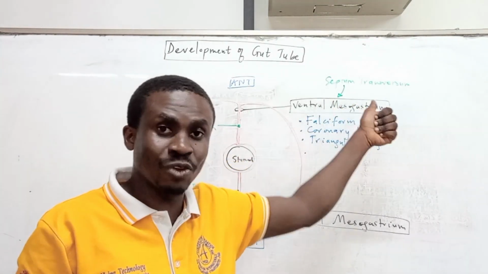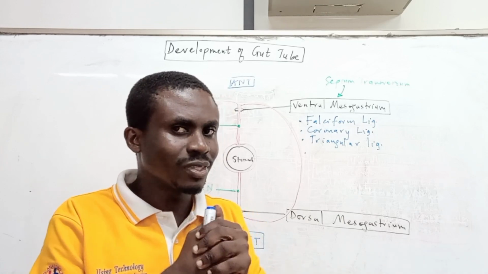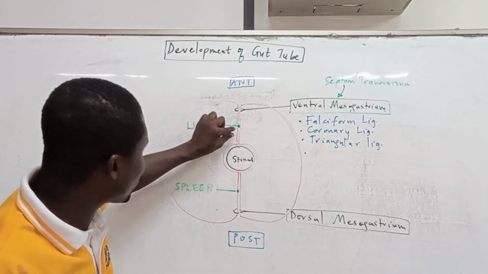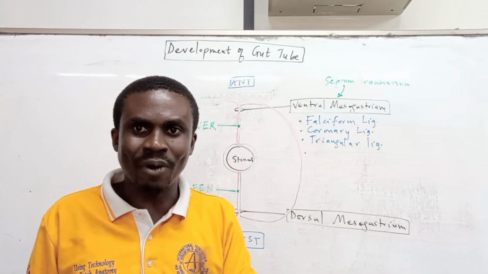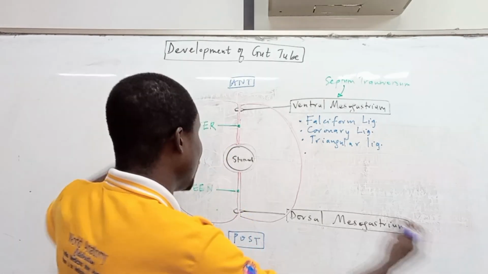Then don't forget, in the beginning of teaching you septum transversum, I told you that one of the derivatives is this ventral mesogastrum, and I told you to put down lesser omentum. So it means lesser omentum is also here. Why is this so? Because this portion, from the liver to the stomach, there's a ligament connecting them. And what's the name of that ligament? Lesser omentum.